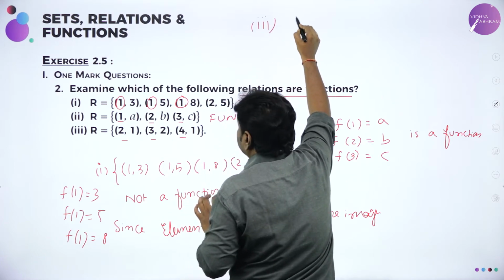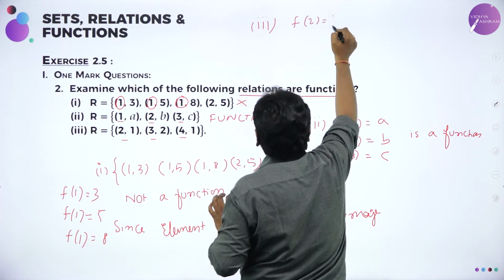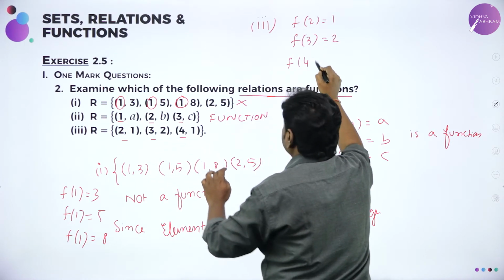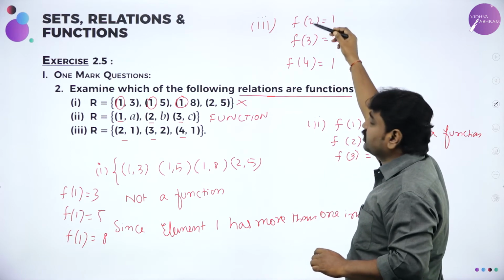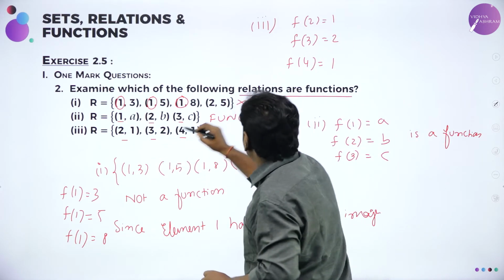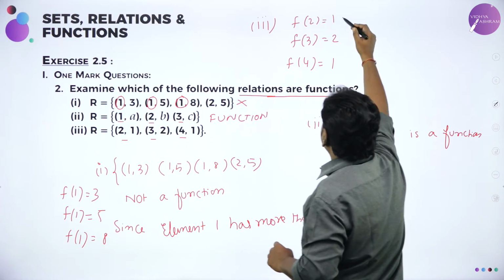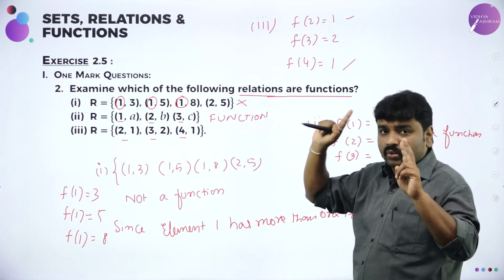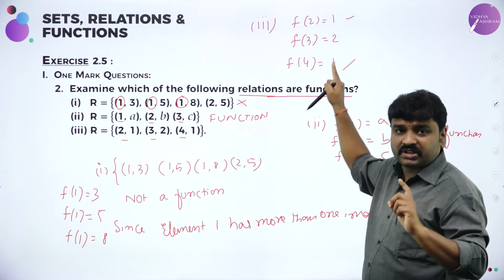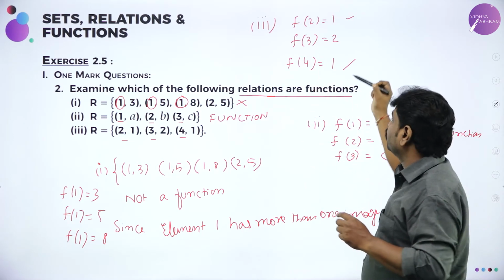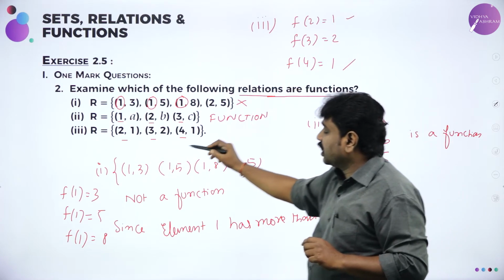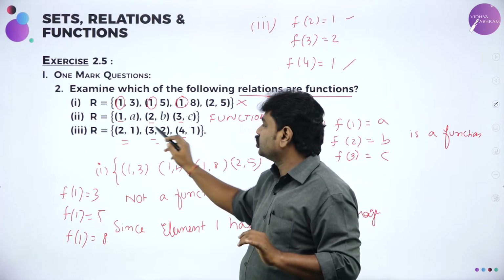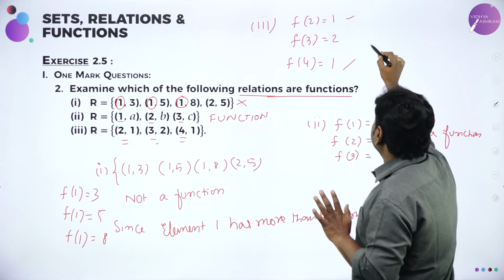Third one: image of 2 is 1, image of 3 is 2, image of 4 is 1. See, the 3 elements are not repeated. First elements are not repeated. For the second element, see, these two have the same image, but 2 has only one image called 1, 3 has only one image called 2, 4 has only one image called 1. So different elements are there in the first place. In an ordered pair, the first element should not repeat. First elements 2, 3, 4 are distinct. So therefore it is a function.